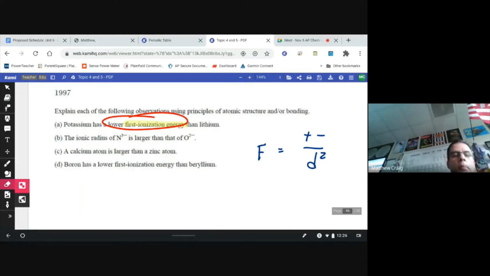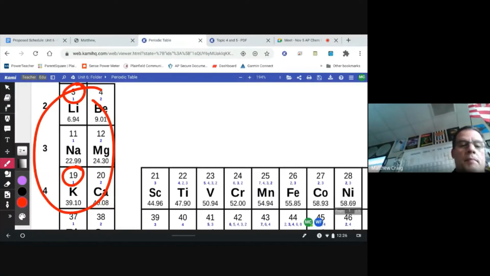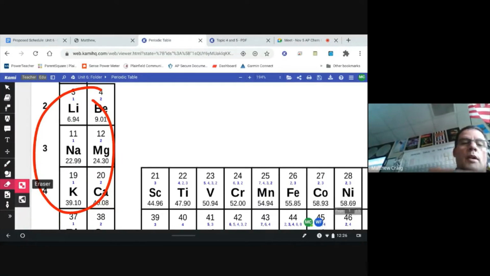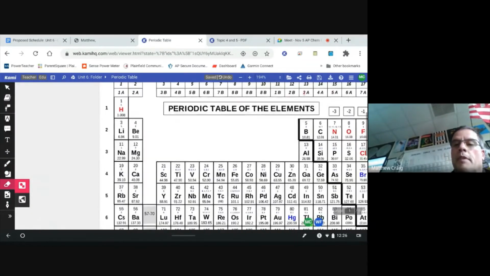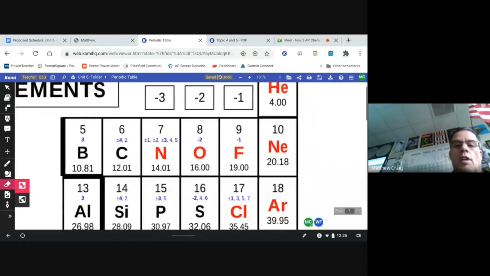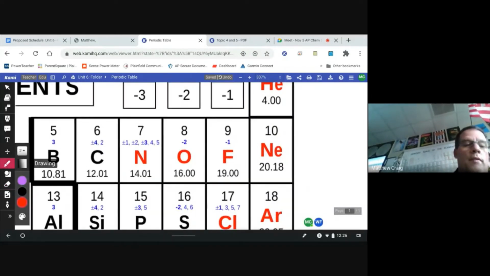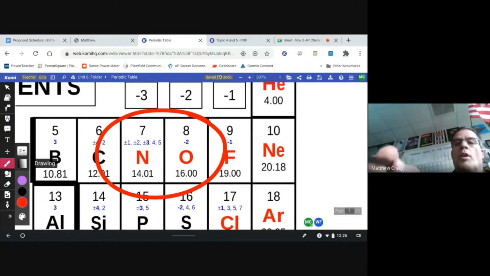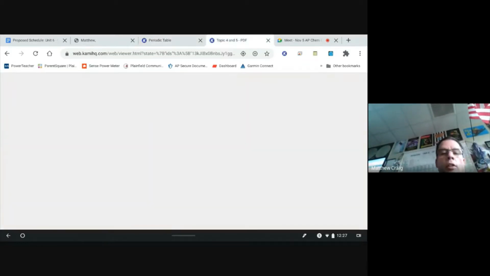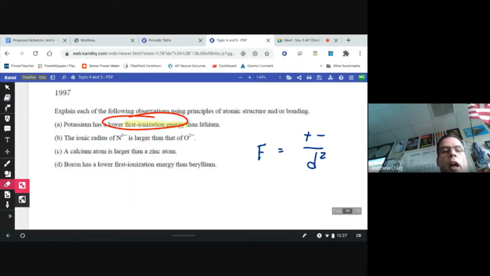All right, letter B. The ionic radius for nitrogen. Actually, let's go to the periodic table. So the ionic radius, these are the ones we're talking about this time. So the ionic radius for nitrogen with a -3 charge is larger than that of oxygen with a -2.